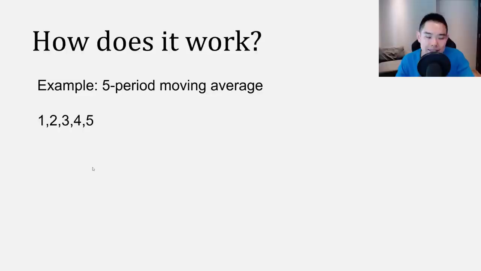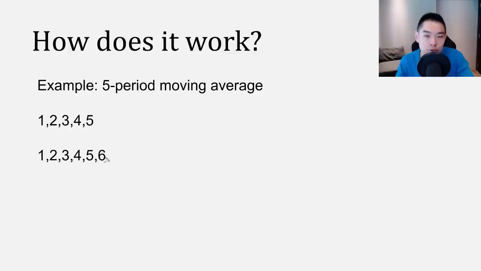Next, let's say day number 6, Apple stock closed at $6. Now, let me ask you, how do you calculate the 5-day moving average? How do you calculate the 5-period moving average? Now you have 6 values on your chart. Well, simply put, when you are dealing with moving average, you always take into consideration the recent 5 days, right? The most recent 5 days.